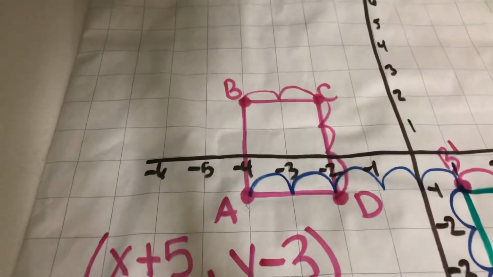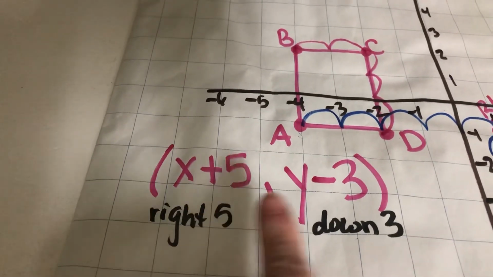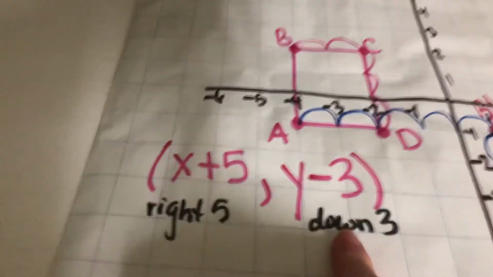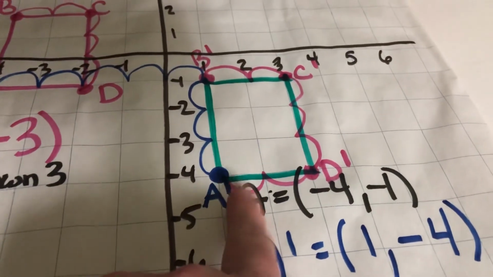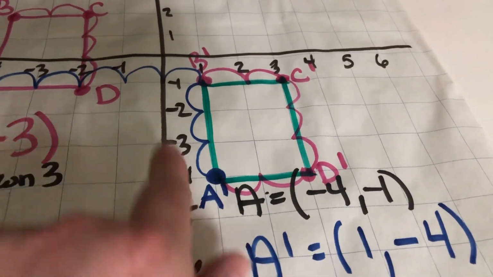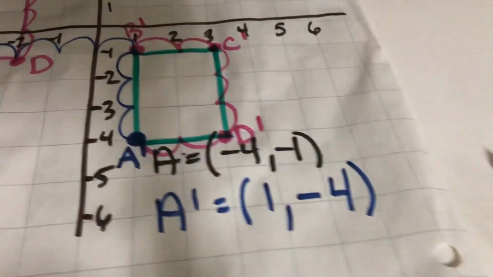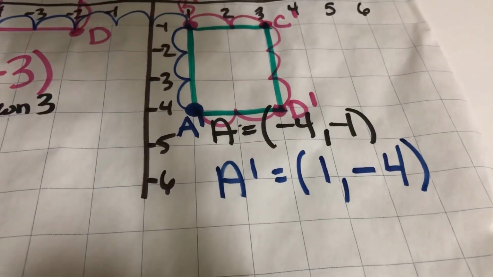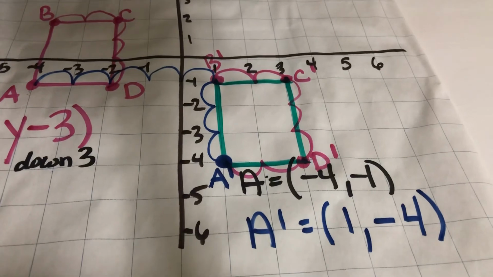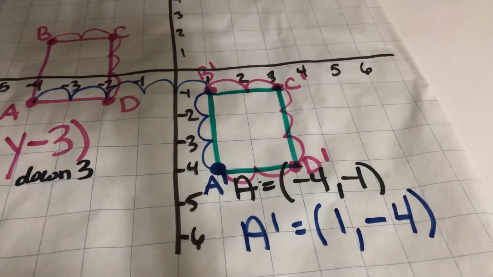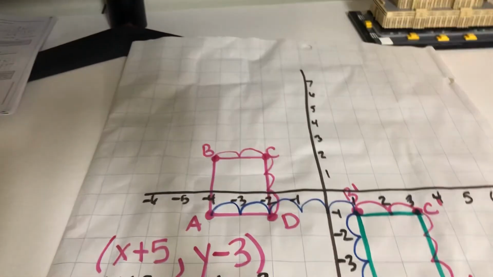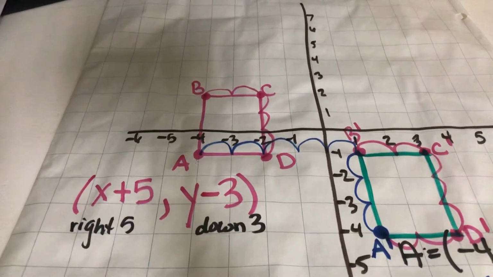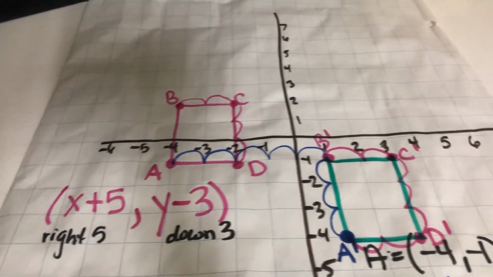And so now we have moved our rectangle, A, B, C, D. We have moved it x plus 5, y minus 3, and we now have it over here at A1, B1, C1, D1, and we have our new coordinates. So this, grade 6/7s, is a really quick way about translating points, lines, and shapes on a coordinate grid.